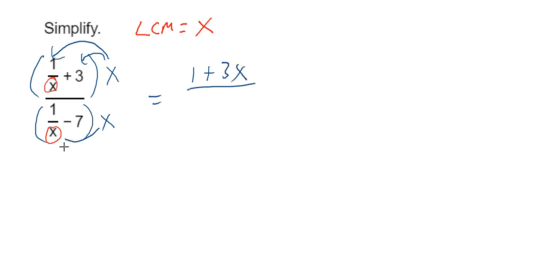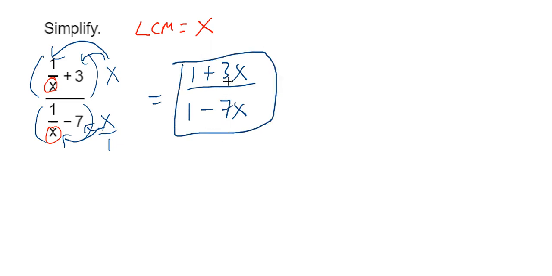Do the same thing for the denominator, and pretty much the same story here. X times 1 over X, the X's will cancel out. Think of this as X over 1, right? The X's cancel out, and we'll have 1 over 1 left, which is going to be 1, minus 7 times X, which is just going to be 7X, and that's it.